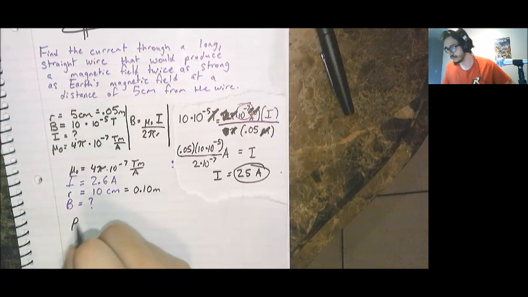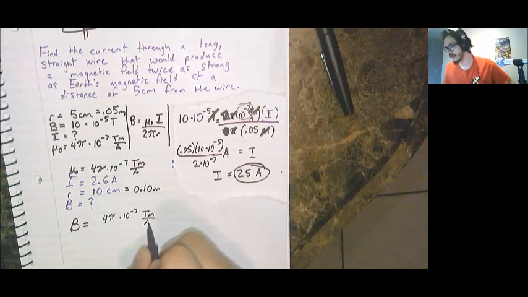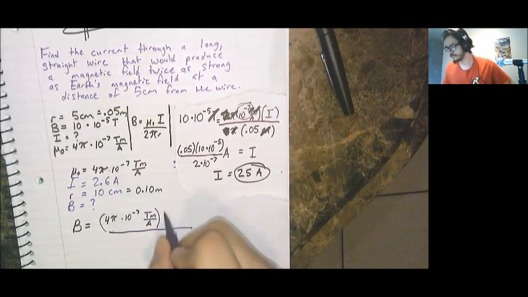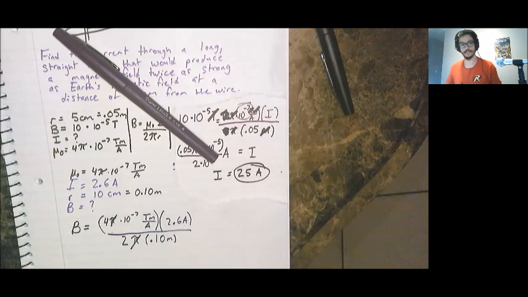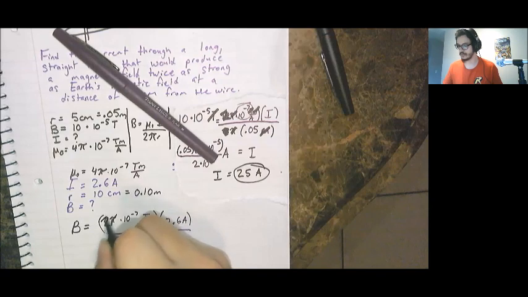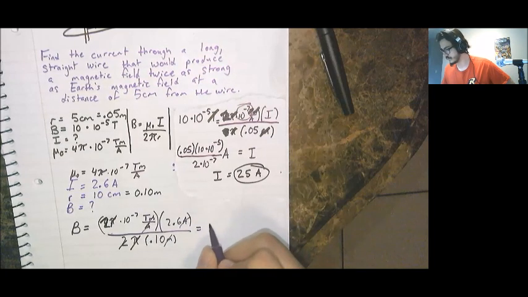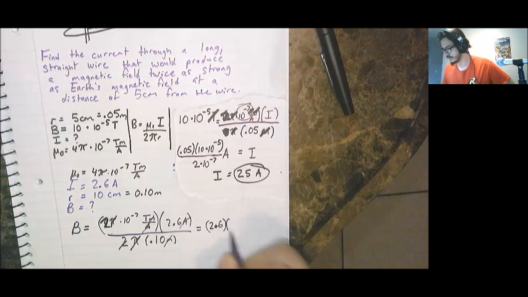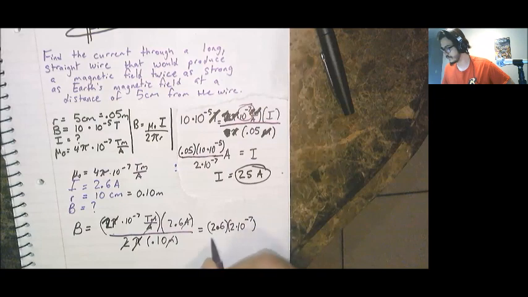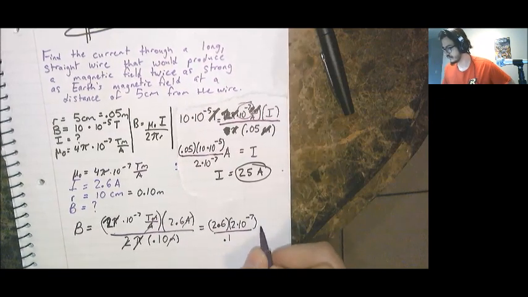Plug in and solve. B equals 4 pi times 10 to the negative 7 Tesla meters per amp, times 2.6 amperes, divided by 2 pi times 0.10 meters. Save yourself some effort typing. You can get rid of pi. You could get rid of the 2 as well and turn this into a 2 up here. We're going to also get rid of some units. And it should be 2.6 times 2 times 10 to the negative 7 divided by 0.1 Tesla.